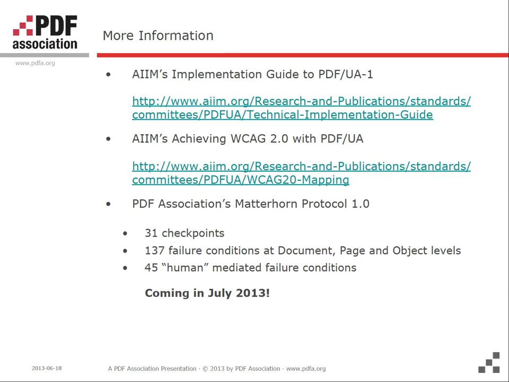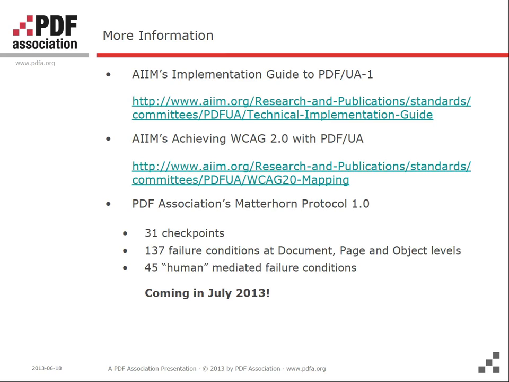Number 1, there are 2 documents. Number 1, the implementation guide for PDF/UA-1, as produced by the U.S. Committee for PDF/UA and published on the AIM website. The link is here. Obviously, this PDF will be available to you when the PDF Association posts it. So you can go to the AIM website, search for this, and you'll find it right away.